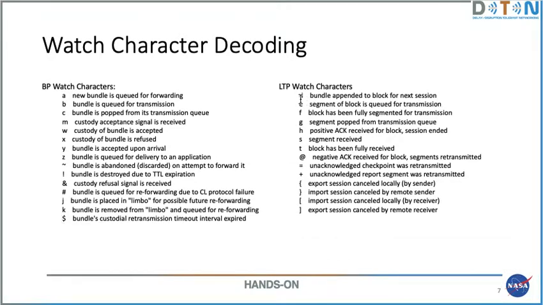And similarly in LTP, you've got D and E, which are segments that are getting created and queued for transmission. S and T are segments being received and a block being fully received, and then various other error codes for when things go wrong.